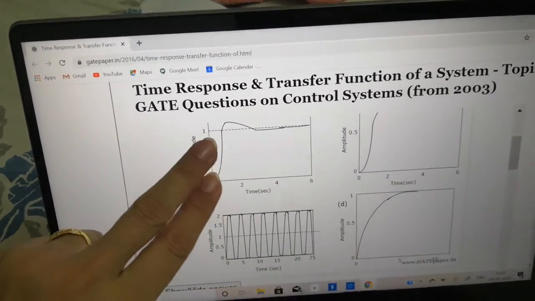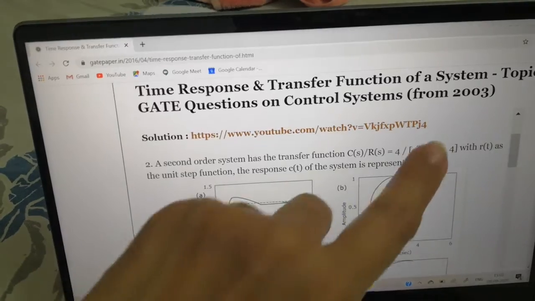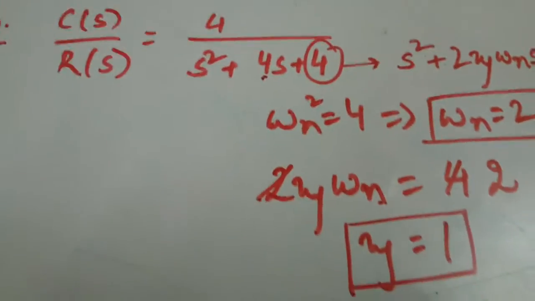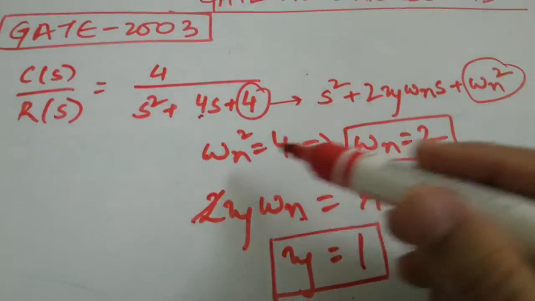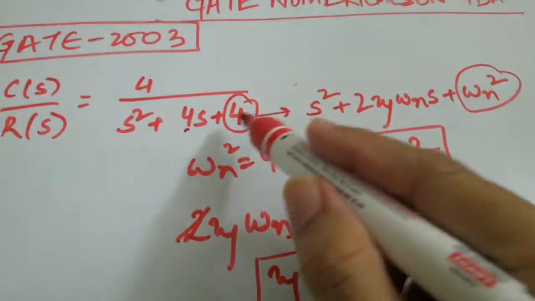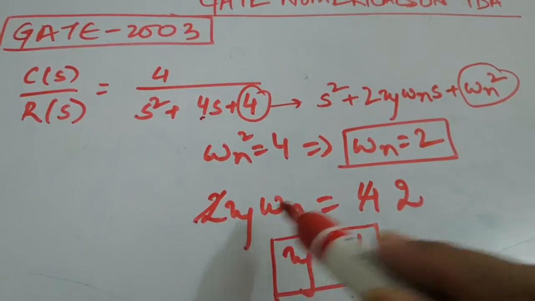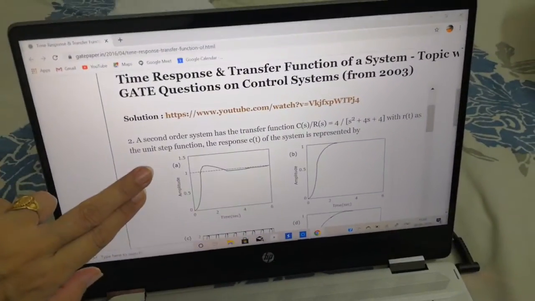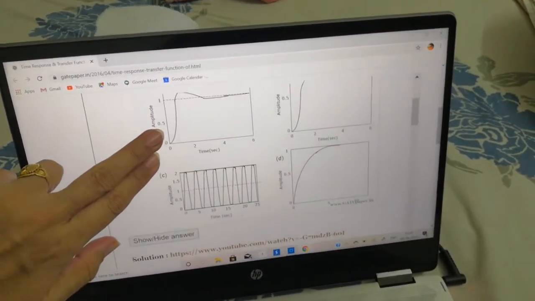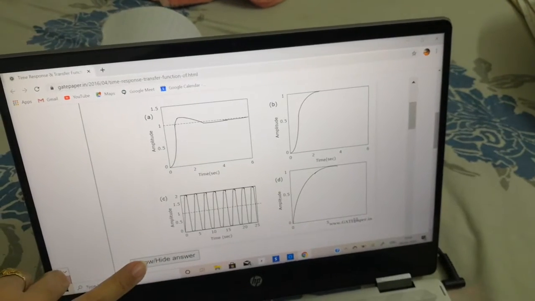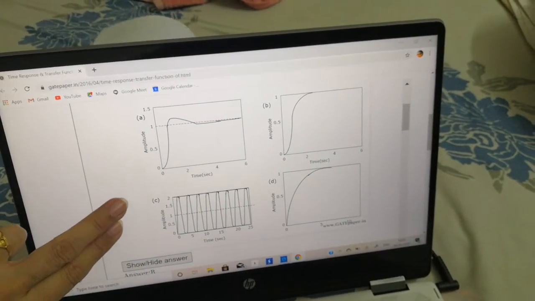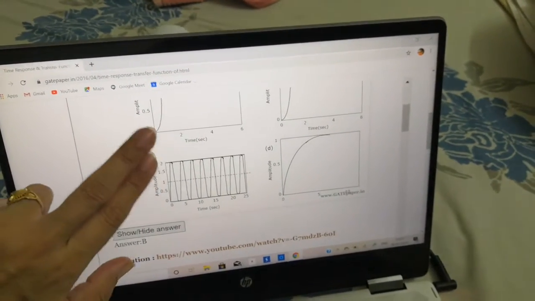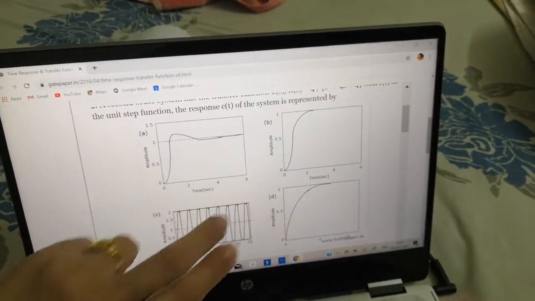So let's check what value of zeta this transfer function has. Here I have written the same transfer function. I have calculated the value of omega n square from here, and now 2 zeta omega n from here. So I have got the value of zeta equals 1. That means my response should be critically damped, and that means it should be my B answer. So let's see which answer is there. The correct answer is B. You all can see that this is my critically damped response.